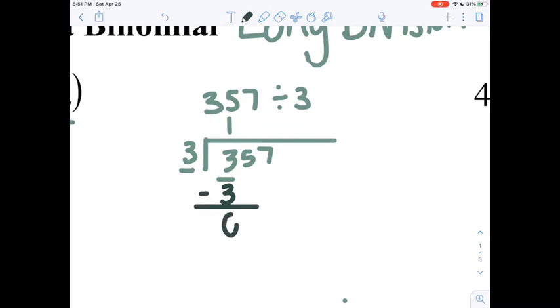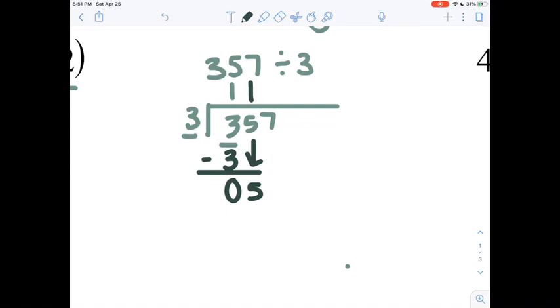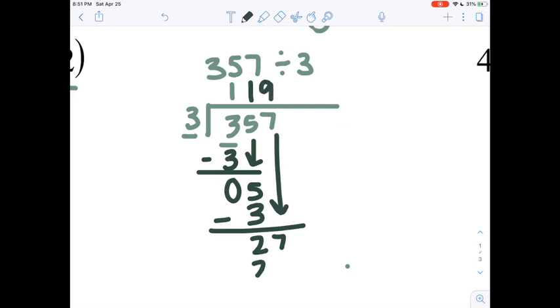You subtract, and then you bring this down to figure out how many times 3 goes into 5. That's 1. So multiply 3 times 1, that's 3. Subtract to get your remainder. 5 minus 3, that's 2. Then you're going to bring down the 7. And then how many times does 3 go into 27? Well, that's 9. You do 9 times 3, that's 27. Subtract, and I have a remainder of 0.